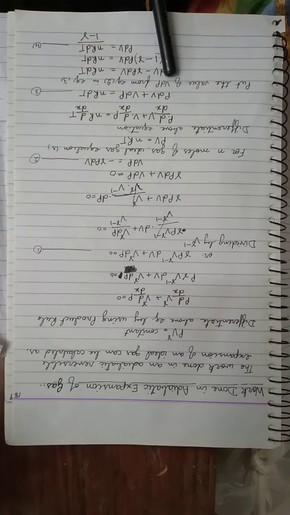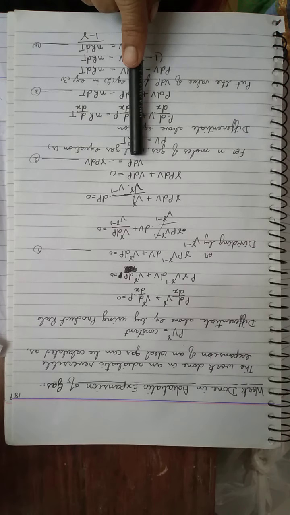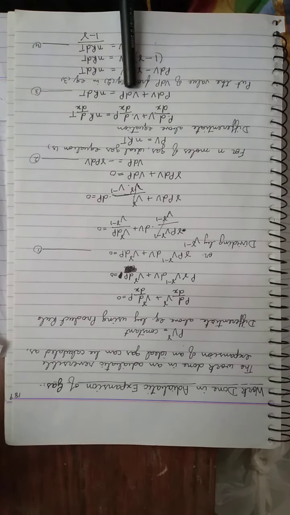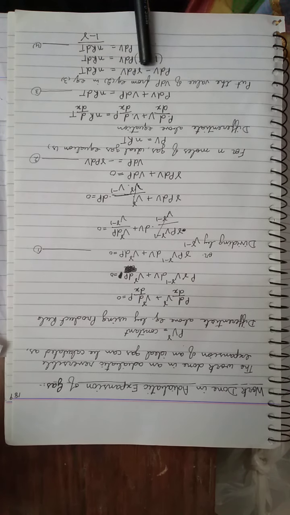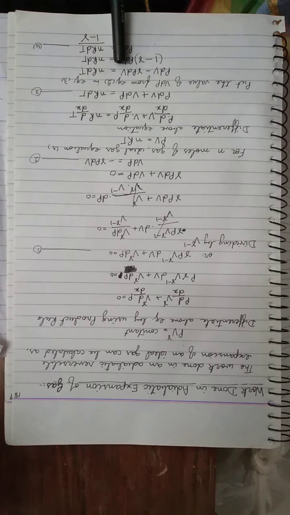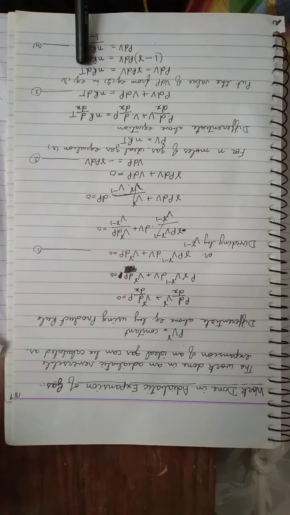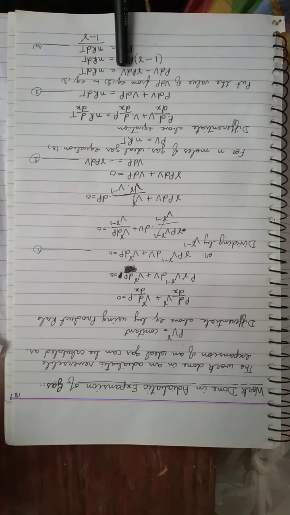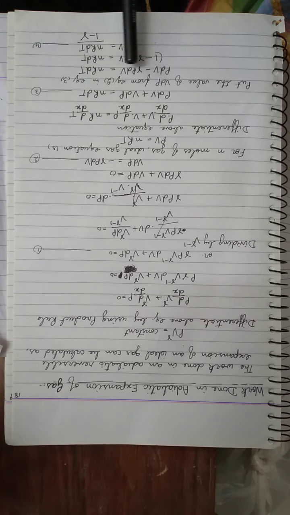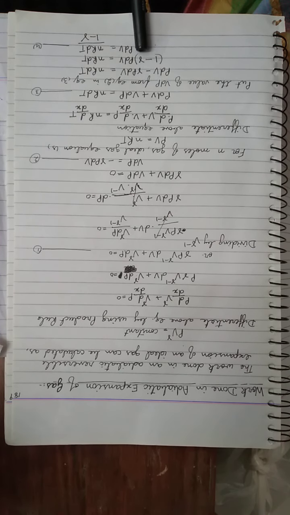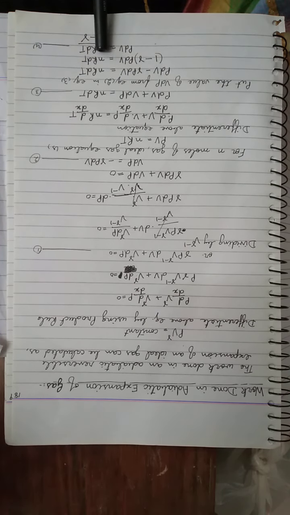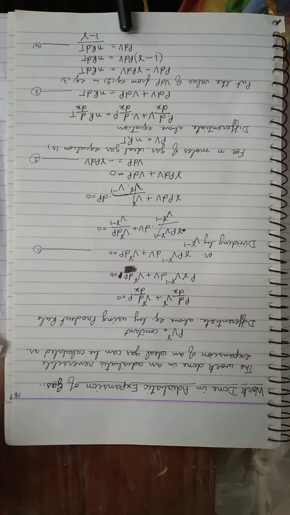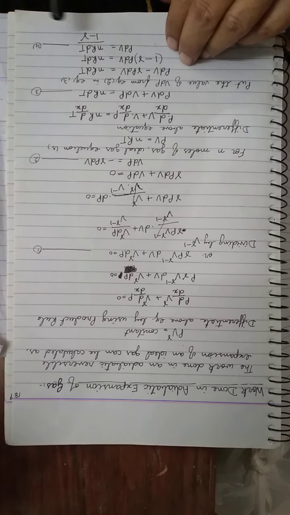Put the value of V dP here at this point. So P dV minus γ P dV is equal to nR dT. You can bring this P dV as a common outside this equation. So (1 minus γ) into P dV is equal to nR dT. P dV is equal to nR dT divided by (1 minus γ).